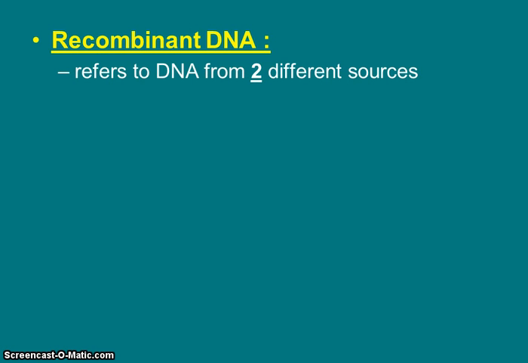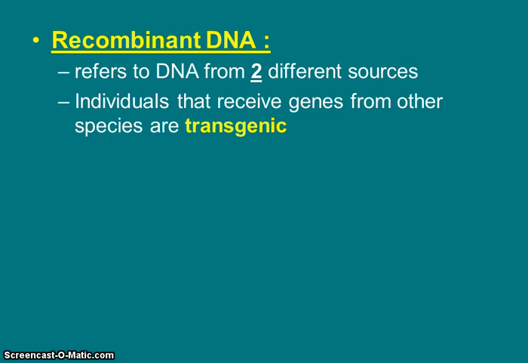Recombinant DNA, which is manipulated through technology, meaning biotechnology, refers to DNA from two different sources. An organism will be called transgenic if it received genes from other species, meaning transgenic organisms have recombinant DNA.